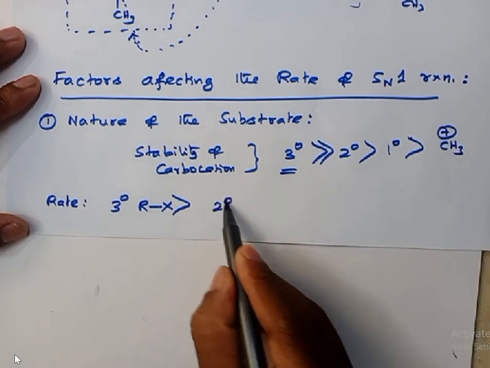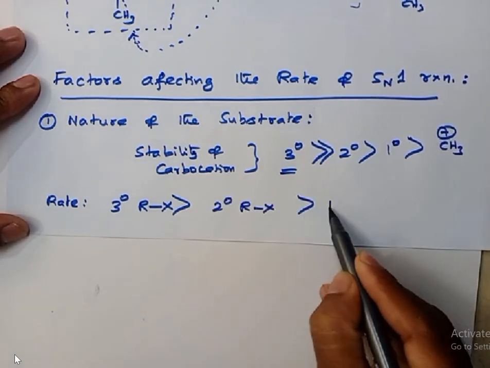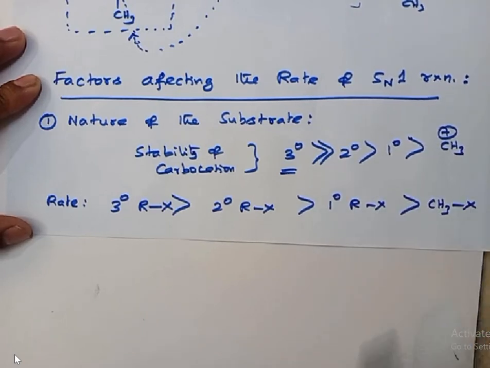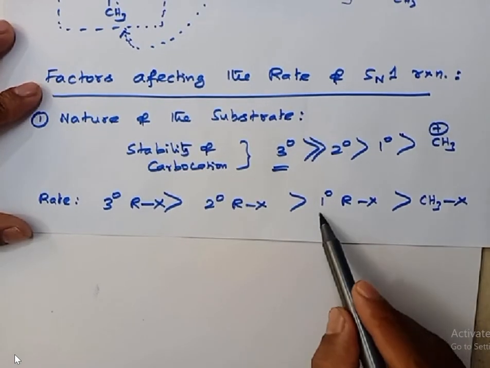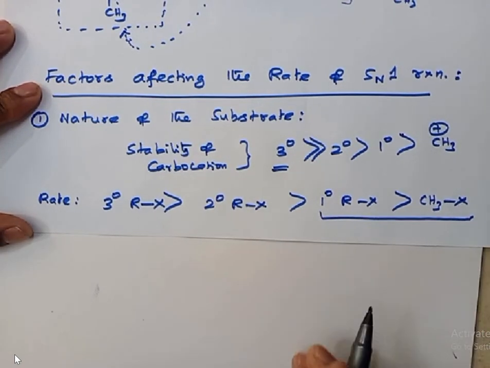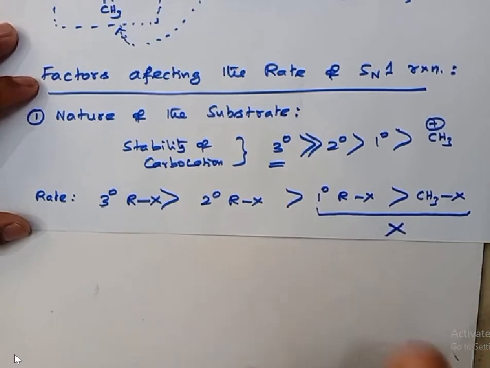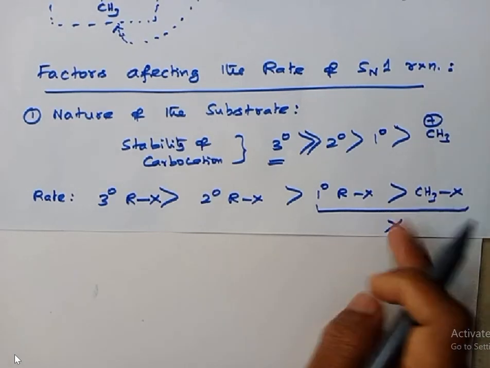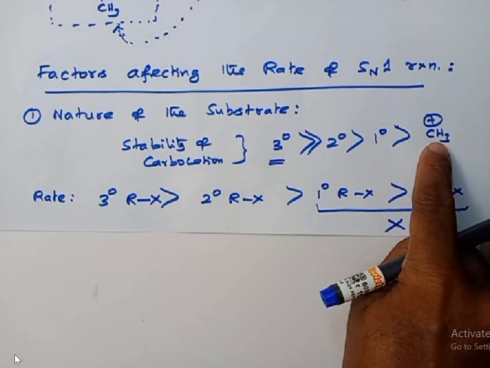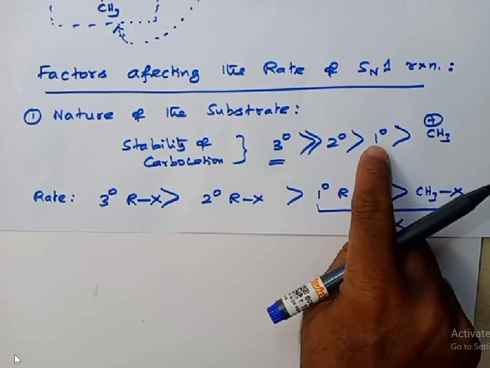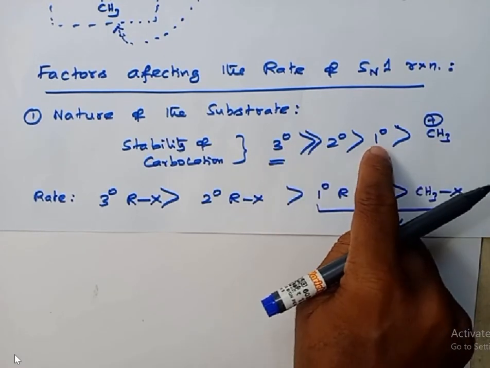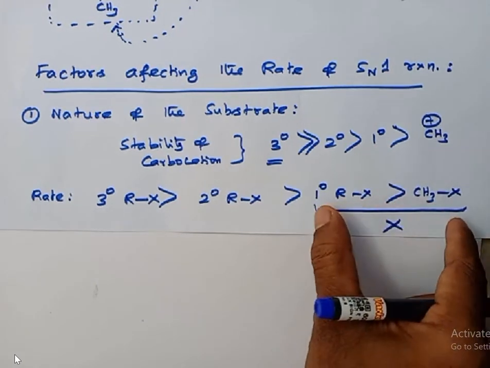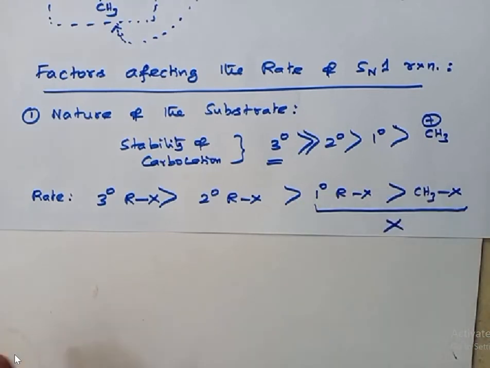Then secondary halides, then primary halides, finally methyl halides. Actually, primary halides and methyl halides are usually not preferred for Sn1 reaction. Students, keep this in mind. Methyl halides will give a very unstable carbocation. Primary halides also, compared to this, have very poor carbocation stability. So primary halides and methyl halides are not good substrates for Sn1 reaction.